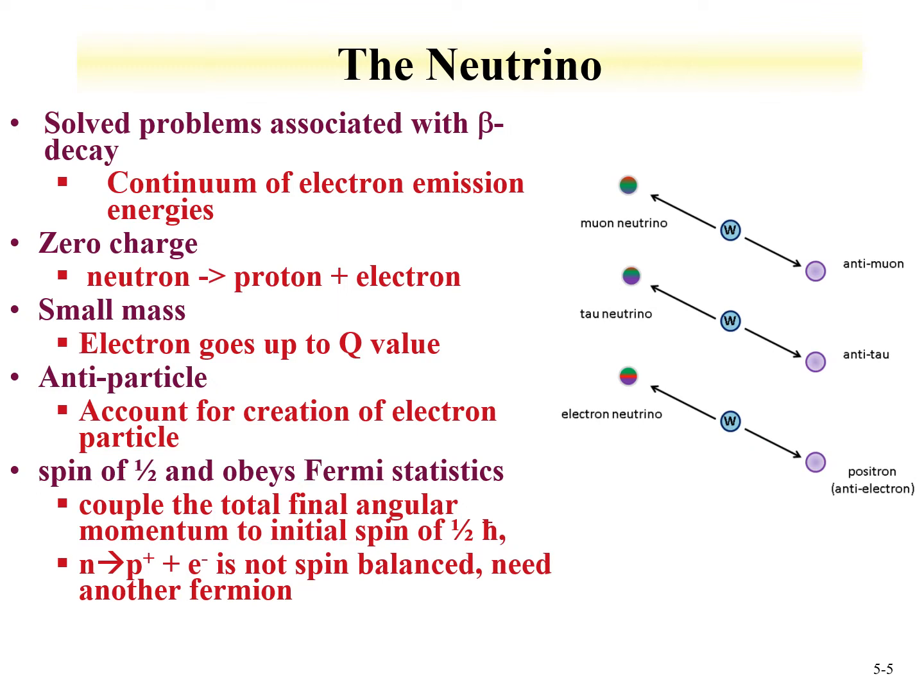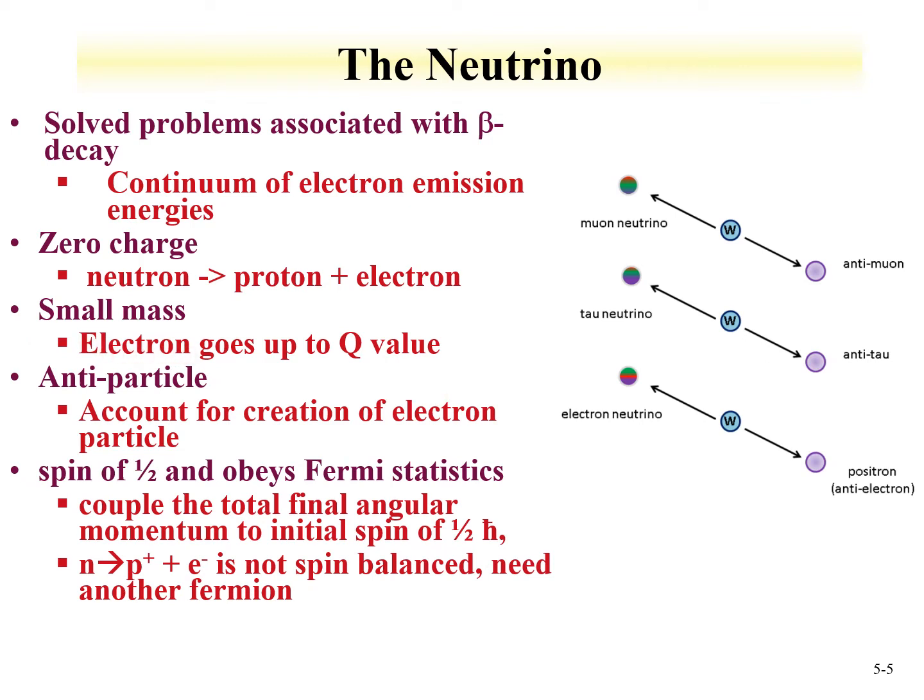Also, there's a zero charge problem. For instance, if I convert a neutron into a proton and an electron, I have charge balance. So whatever this particle is that is taking away some of the energy, so the electron that's emitted can have a range of energies, it can't have a charge. It also has a very small mass, because we see that the electron energy that's emitted from beta decay can actually go up to the Q value. So when we say small mass, we also mean possibly no mass.